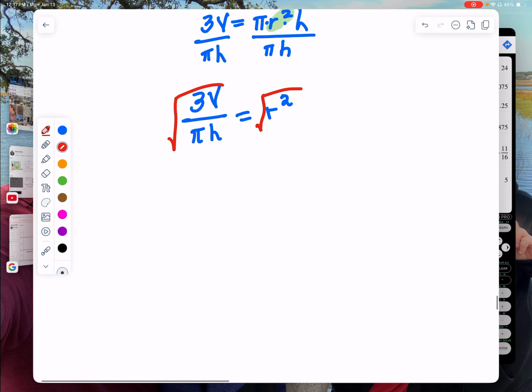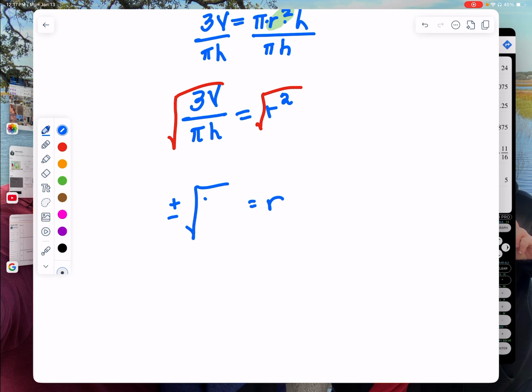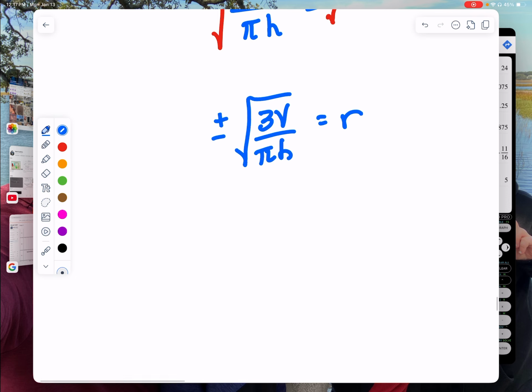So now I know that my r is equal to, oops, let's do it in blue. My r is equal to plus or minus the square root of 3v over pi h. I would love to say that that is your answer. The problem is somebody somewhere said you cannot have a square root on the bottom of a fraction. I don't know who. If I could go back in time, I would try and change his mind, but that's what he said. So you might say, but there's not a square root.